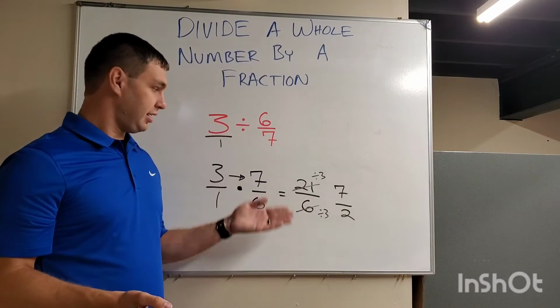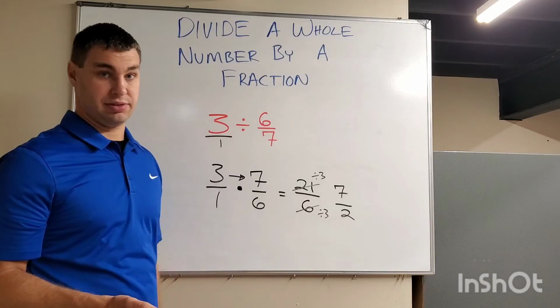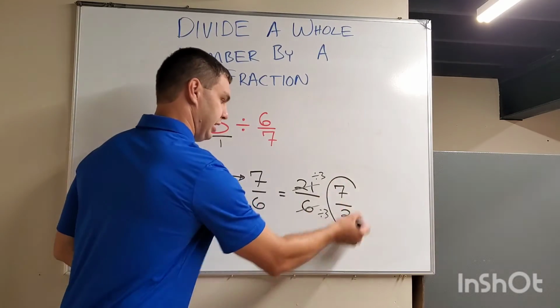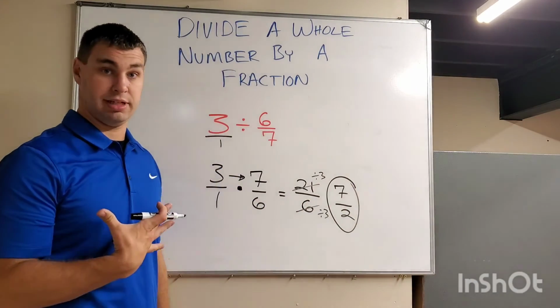So now this is 7 halves. 7 halves. If this is how your teacher wants you to write it, go ahead and circle that. That's how I want my students to write it.